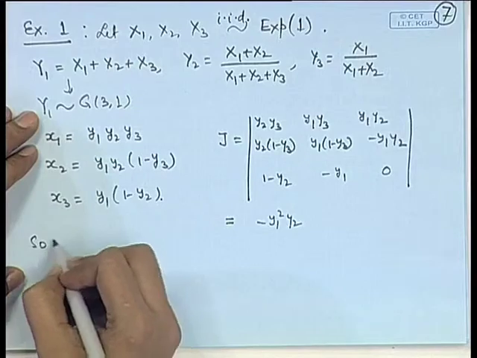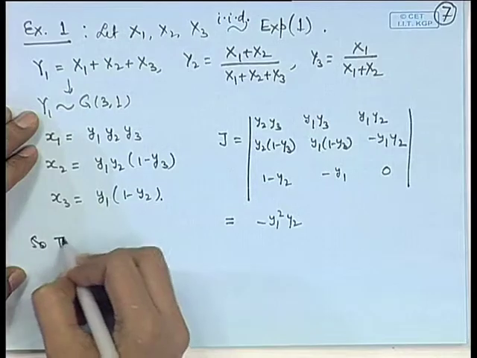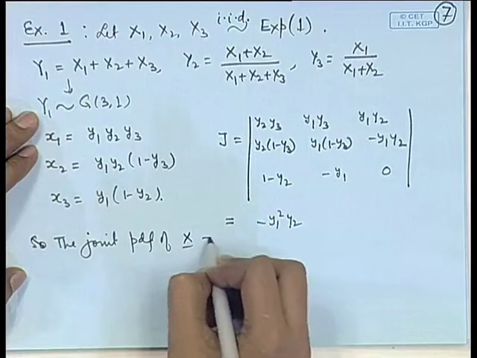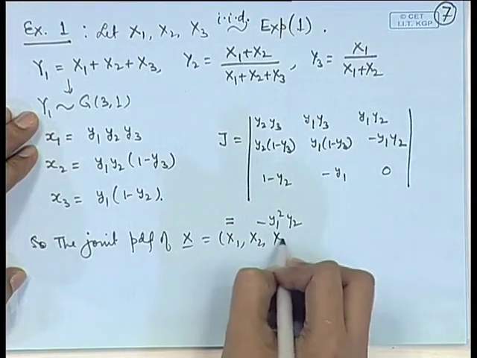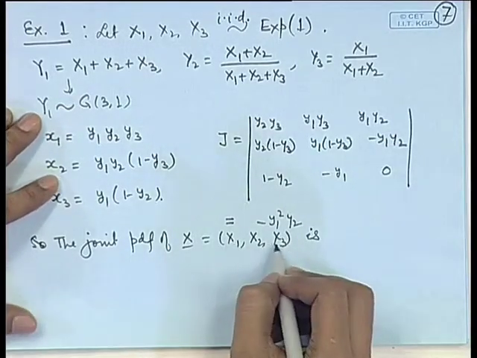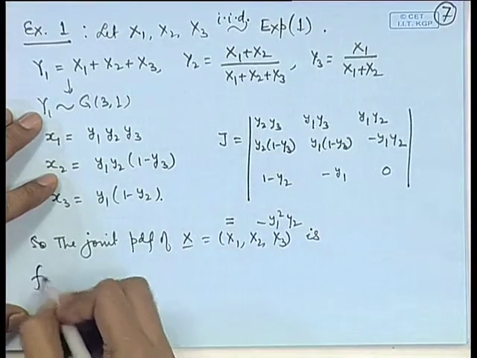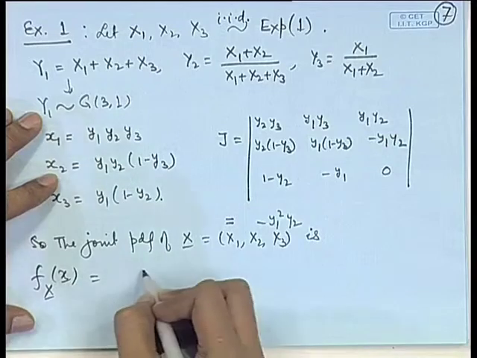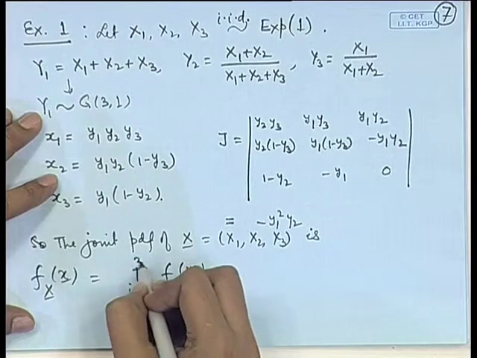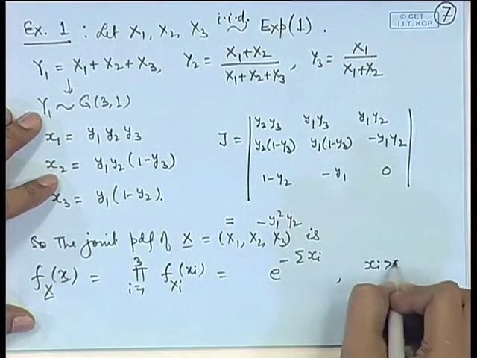Firstly, we write down the joint density function of X1, X2, X3. So, the joint PDF of X1, X2, X3. Since X1, X2, X3 are independently distributed, the joint density is nothing but the product of the individual density functions of X1, X2, X3. It is the product of f(x_i), that is equal to e to the power minus the sum of x_i. Each x_i is positive.